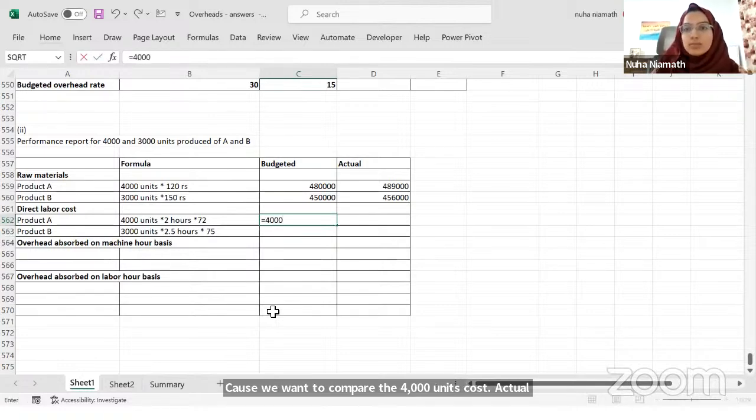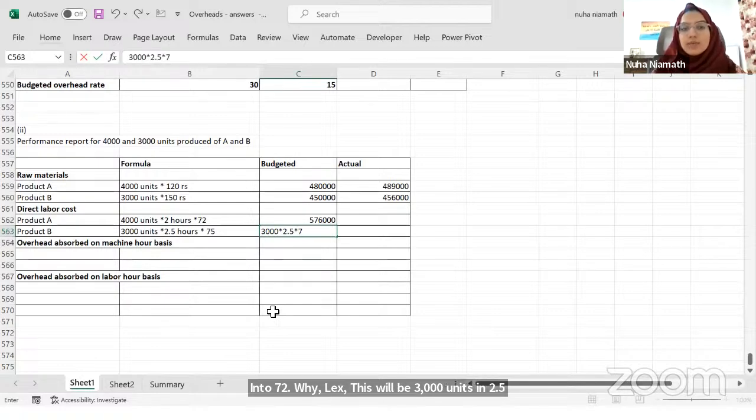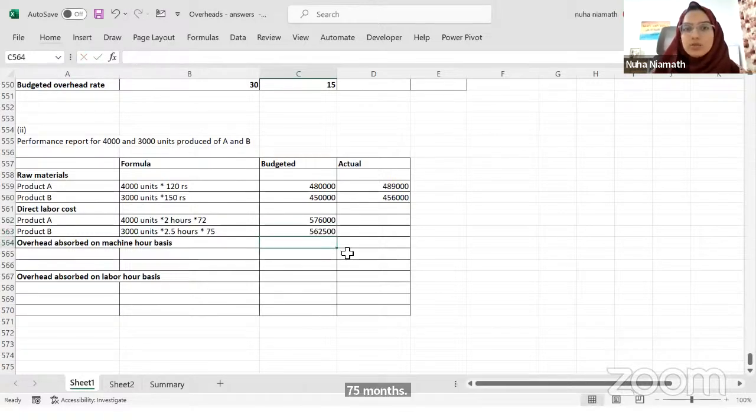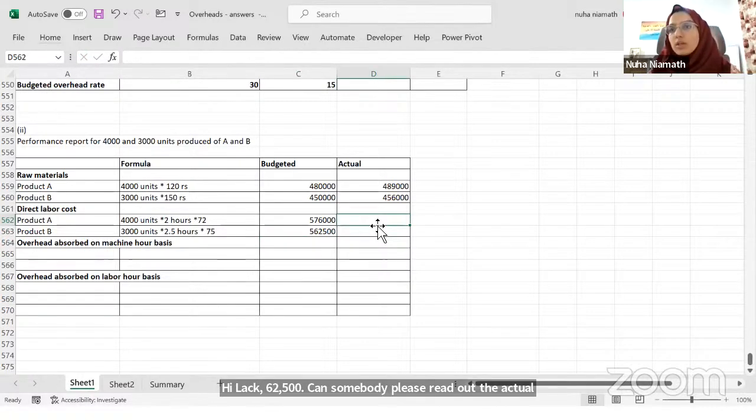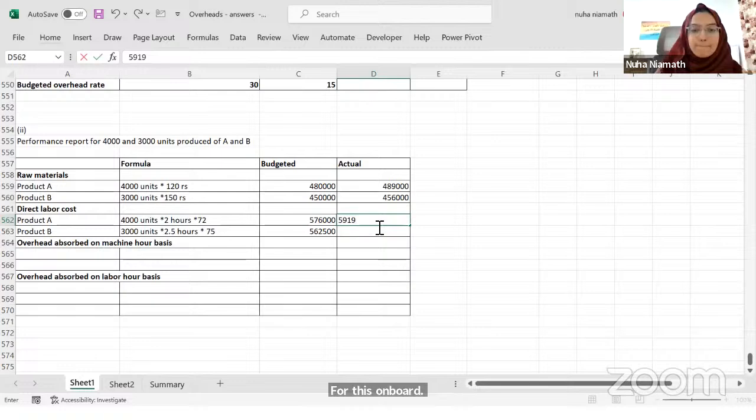So what has this come to? 4,000 units into 2 into 72 is 5,76,000. And this will be 3,000 units into 2.5 into 75 rupees, which is 5,62,500. Can somebody please read out the actual labor cost that was incurred for this output? $5,91,000. Thank you so much. And 5,52,000. Thank you.